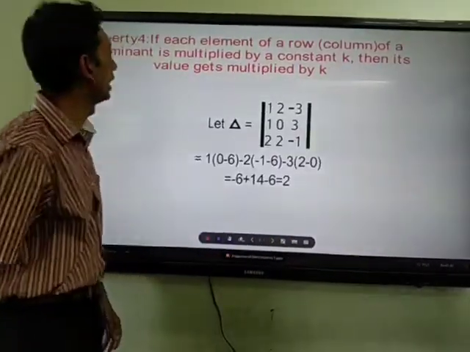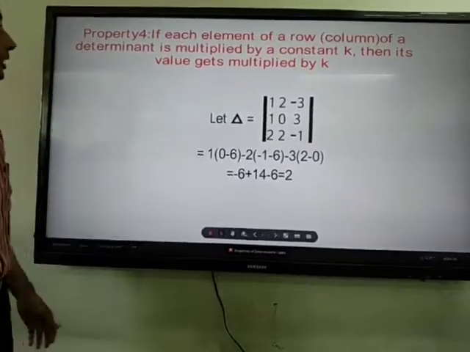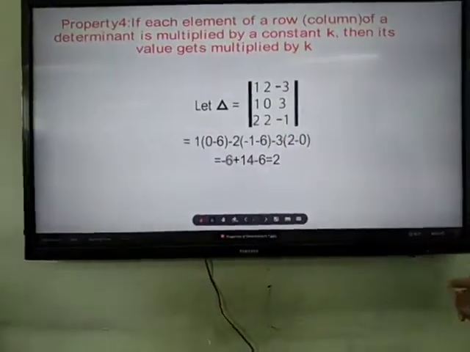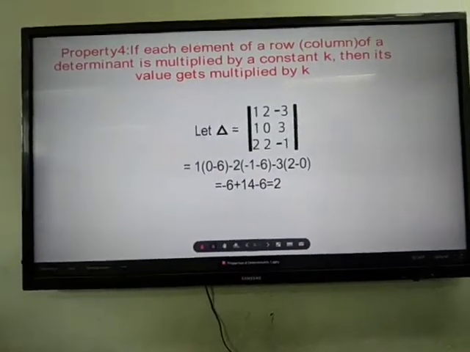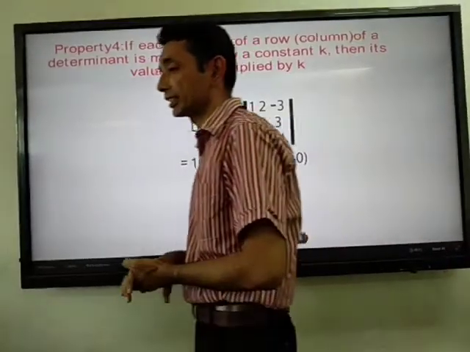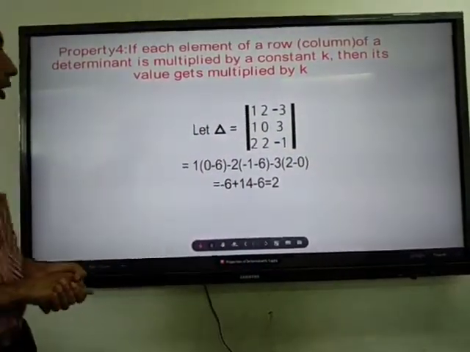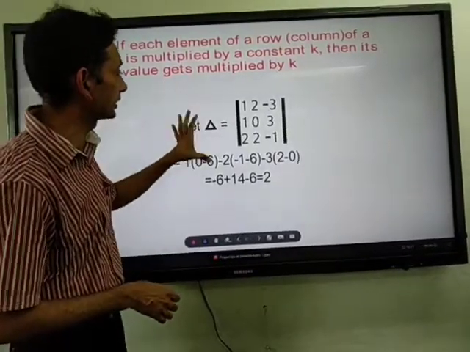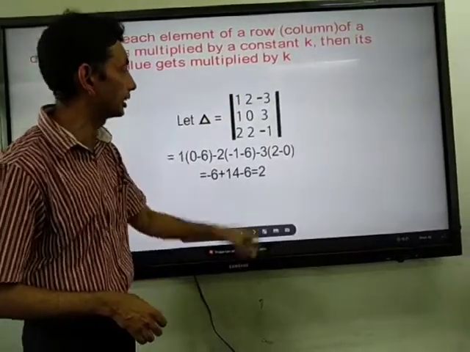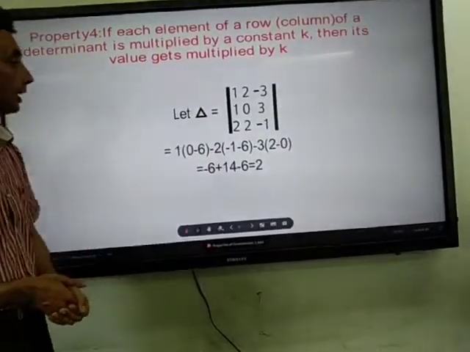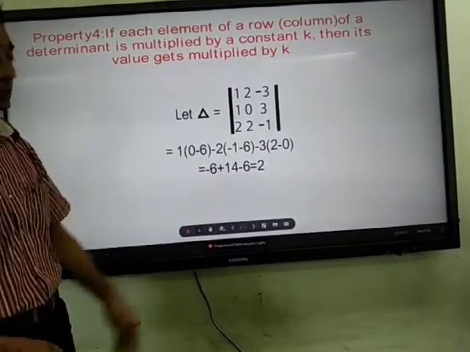So let's move ahead. Now if each element of a row or column of a determinant is multiplied by a constant k, then the value of the determinant gets multiplied by the same constant. Let's take an example for verification. Say delta is equal to the determinant with rows 1, 2, -3; 1, 0, 3; and 2, 1, -1. Simply evaluating this, we see that the value of the determinant is 2.